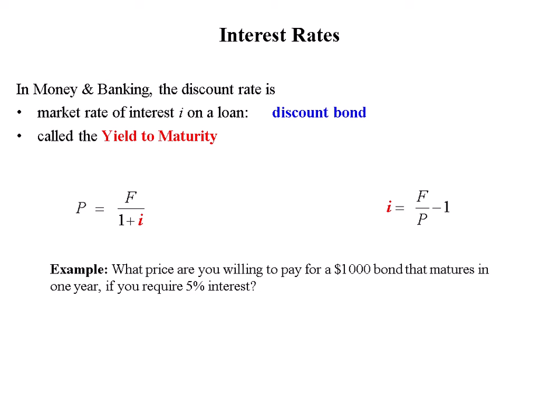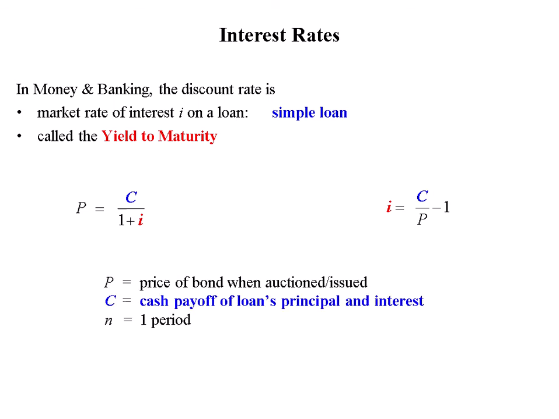What price are you willing to pay for a $1,000 bond that matures in 1 year if you require 5% interest? You can either use this equation here, right? You get $1,000 in 1 year, and you require 5% at minimum, right? The maximum price you want to pay is $952.38, or you can use the Excel equation, where this is the rate, the minimum rate that you're willing to accept, 1 year period, 0 coupon payment, $1,000 face value, and we make the present value negative, and we get $952.38.